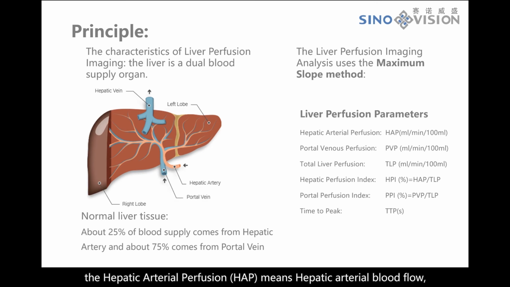The hepatic arterial perfusion means hepatic arterial blood flow. The portal venous perfusion means portal vein blood flow. The total liver perfusion means total liver blood flow. The hepatic perfusion index can be understood as the ratio of the hepatic arterial perfusion to the total liver perfusion, and the portal perfusion index represents the ratio of the portal venous perfusion to the total liver perfusion.